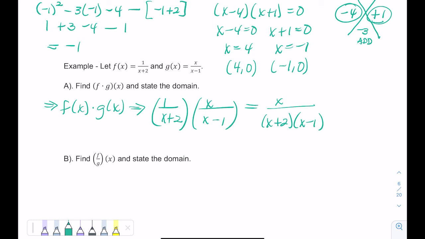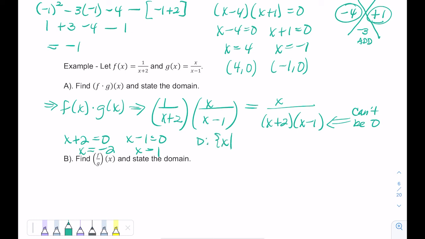Now to get the domain, remember we start out with all real numbers, but there's a problem. In the denominator, you can't have the denominator be 0. So we need to figure out what values would make that 0. So to do that, we're just going to set both quantities equal to 0. So again, we're applying the zero product property, and we're going to solve for x. So we already know the answers. Here's x is -2 and x is 1. So they're the two restricted values that the domain cannot be. So your domain, if we were to write it in set builder notation, we would just put x such that x can't equal -2, 1.